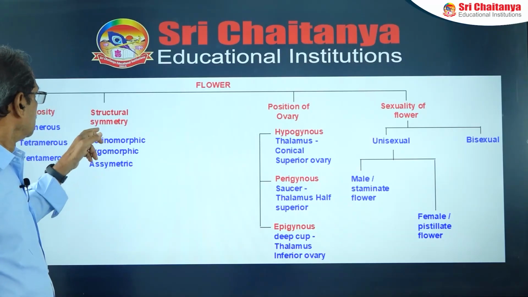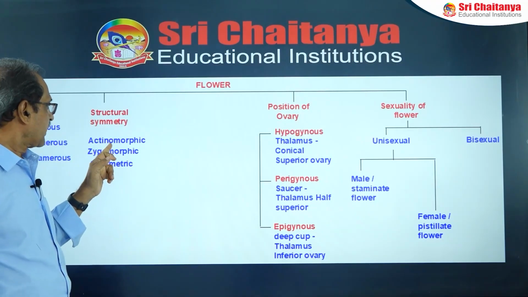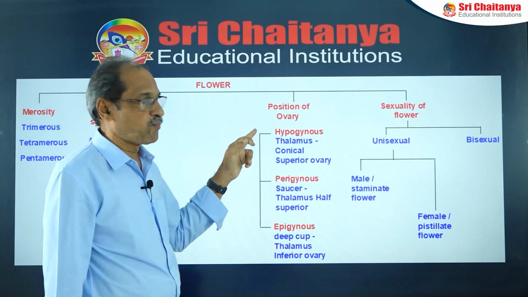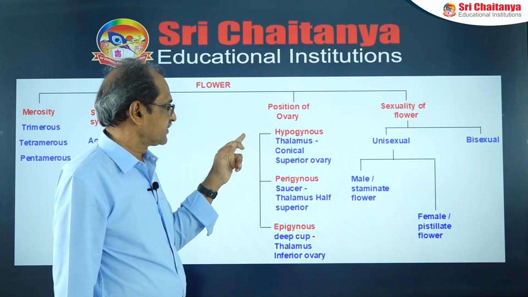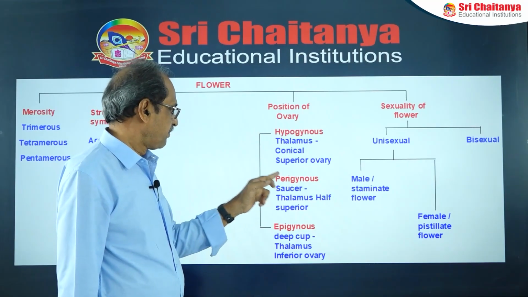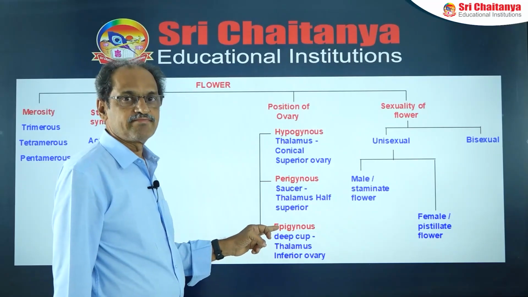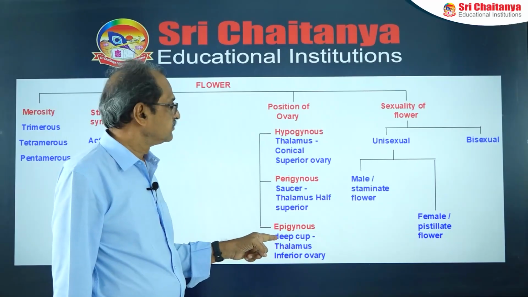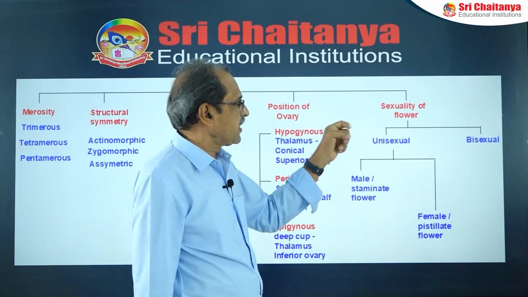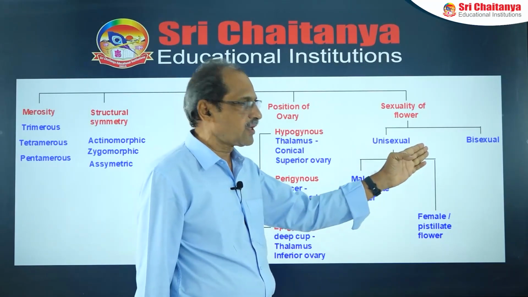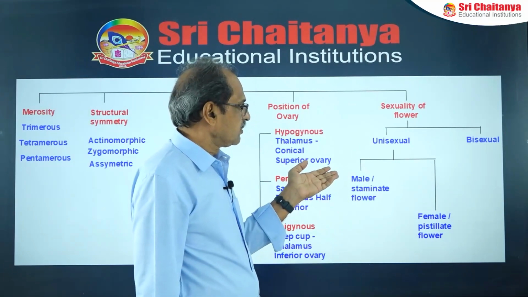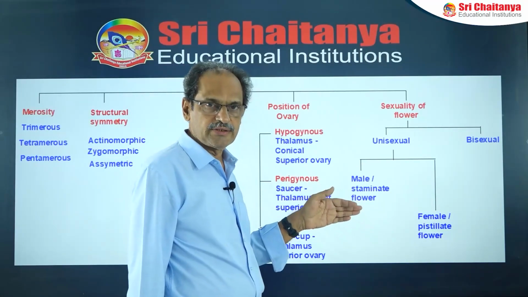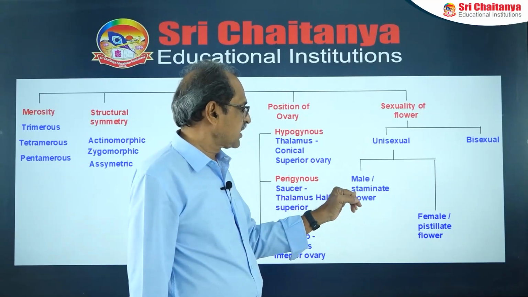Next one is structural symmetry: actinomorphic, zygomorphic and asymmetric. Next, the types of flowers based on position of ovary with respect to other floral parts. You can divide the flowers into hypogynous, perigynous and epigynous. Three types of flowers. I gave the characters, the shape of the thalamus also here. Next is the sexuality of the flower. The flowers may be unisexual or bisexual. Unisexual means the flower contains only one of the essential organs, either androecium or gynoecium. If only androecium is there, it is called staminate or male flower.